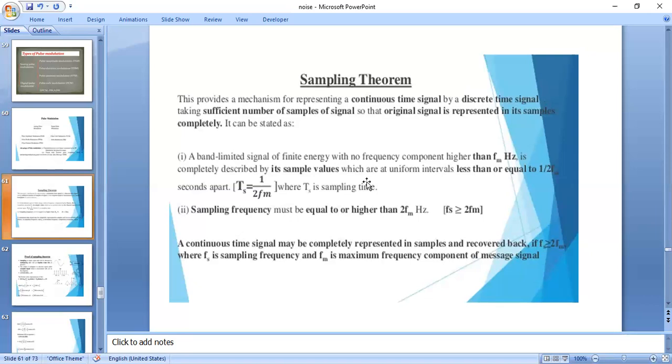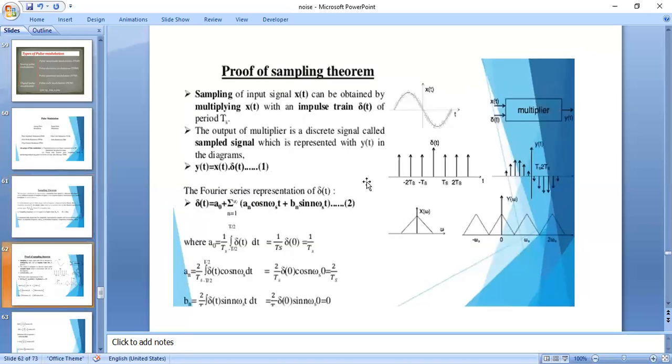If you want to represent a continuous time signal as a discrete time signal, you have to consider a sufficient number of samples to represent the original signal completely. The sufficient number of samples is important to represent the complete signal, and this should be done by using the sampling theorem, so that the sampling frequency is greater than or equal to 2fm. So this is the proof of the sampling theorem.